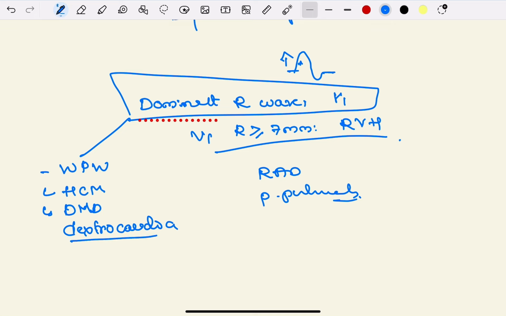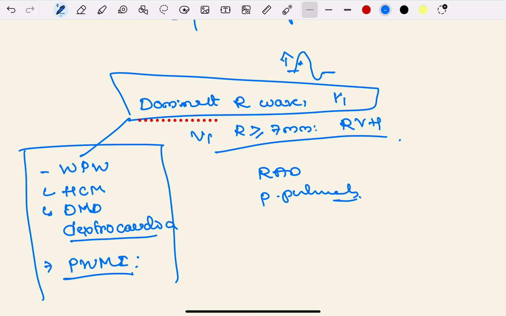Again in dextrocardia, there will be poor R wave progression, that you have to remember. And lead switch also can cause a dominant R wave in V1. And posterior wall MI is very important. Posterior wall MI also can cause a dominant R wave in V1. And obviously right ventricular hypertrophy can cause a dominant R wave in V1. So among all these, how can I say this ECG showing a dominant R wave in V1 is because of RVH?